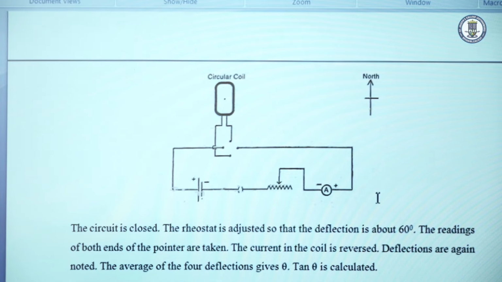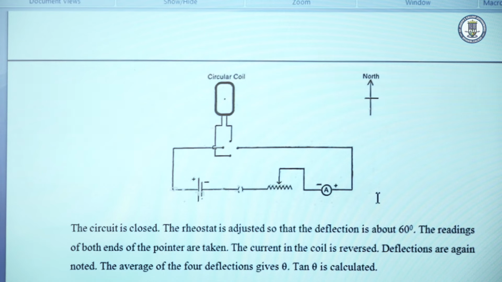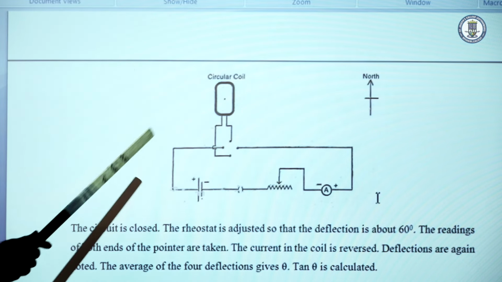Now initially the current through the circuit is adjusted with the help of the rheostat to get a deflection of nearly 60 degrees. Then the current is noted. Then we get two deflections in the deflection magnetometer. Then the current is reversed, and we get two more readings. Now we place the compass box at a certain distance, say 6 centimeter, on the eastern side.